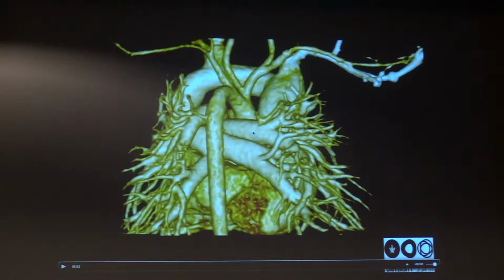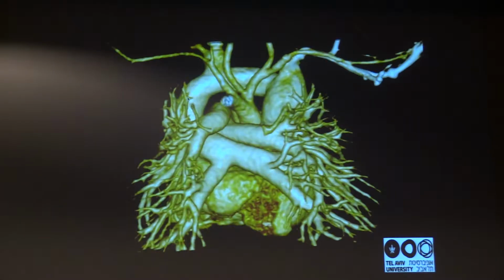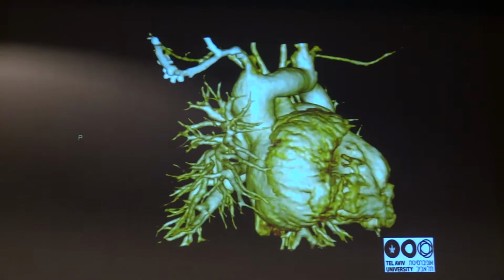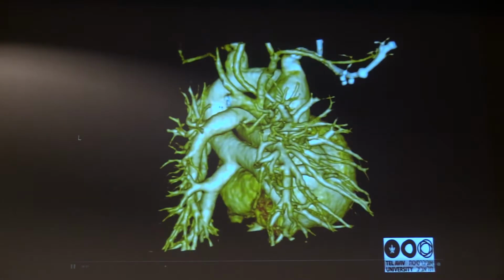It's very easy to see the pulmonary vein entering here to the common vein. This is the vertical vein. And we can see well all the anatomy.